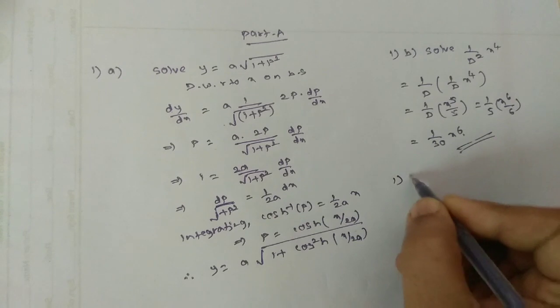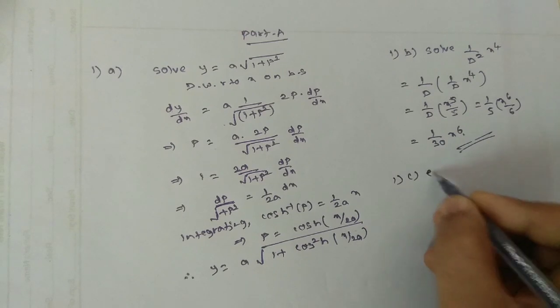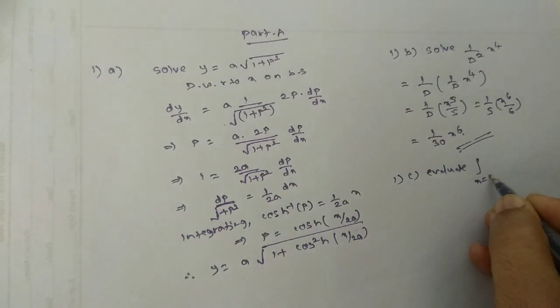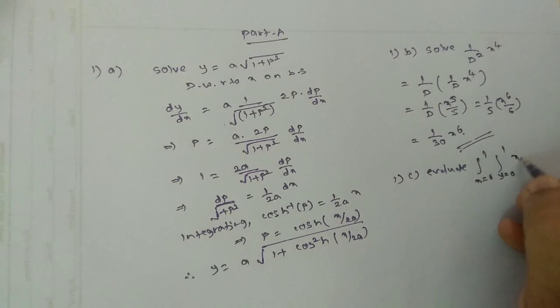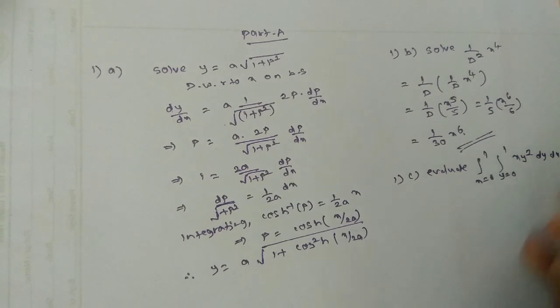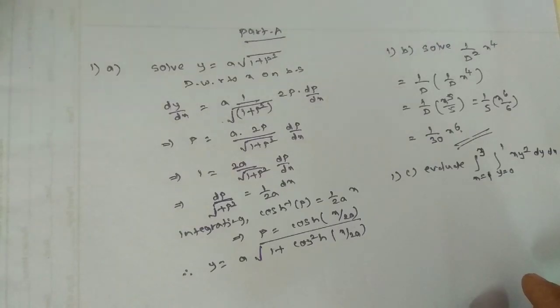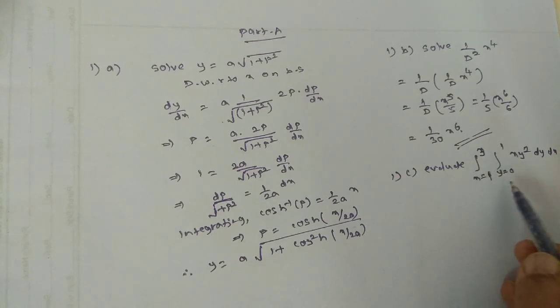Now let us take 1c, as per your given problem: evaluate the double integral, x equal to 0 to 1 and y equal to 0 to 1, xy square dy dx. Okay. So in order to get that particular value, the problem is evaluate the integral x equal to 1 to 3 and the integral y equal to 0 to 1, xy square dy dx.